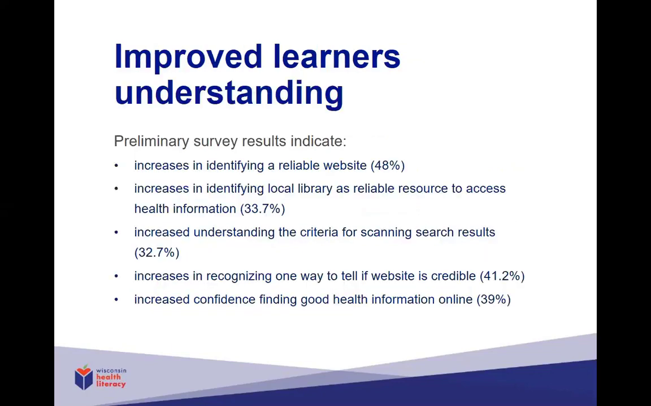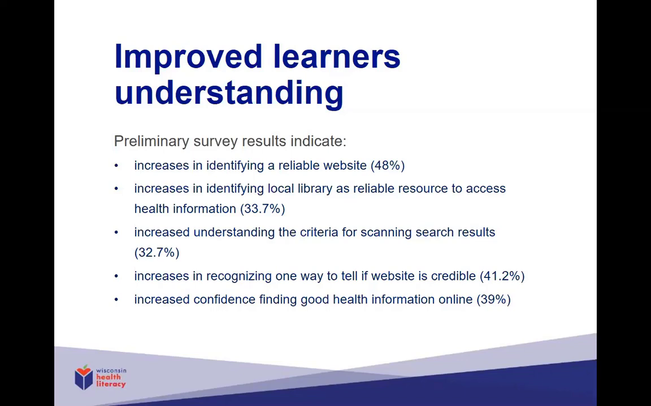From the statistics that we're gathering from our program, we are doing a pre and post survey on the community-based workshops. We're asking them what websites are a good starting point to find reliable health information, if they can access reliable health information online at the library. We're wanting to know if they know how to scan search results. Based off this pre and post survey, we're finding an improved understanding for our learners, which is great to see. The threshold we're trying to reach is a 20% learning increase, and we've surpassed that.